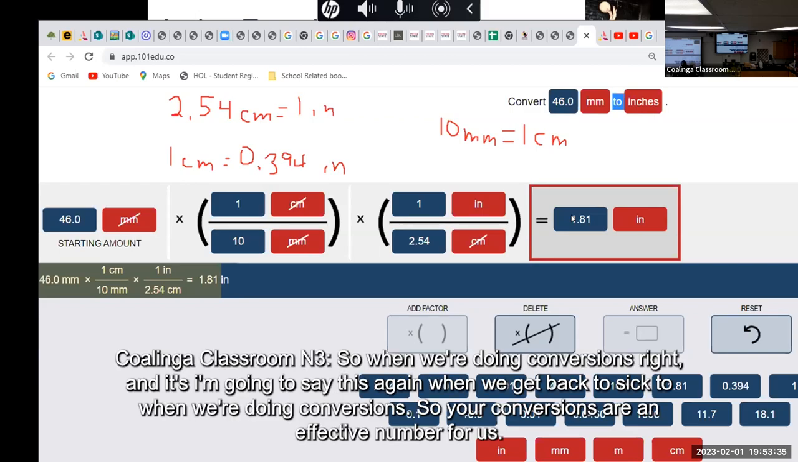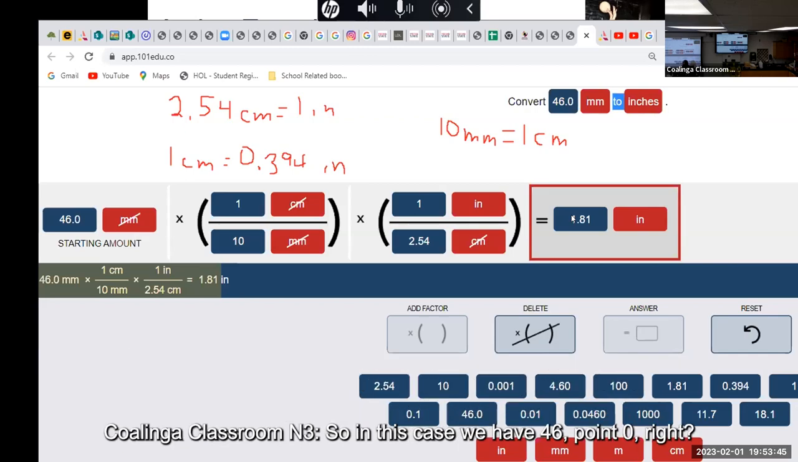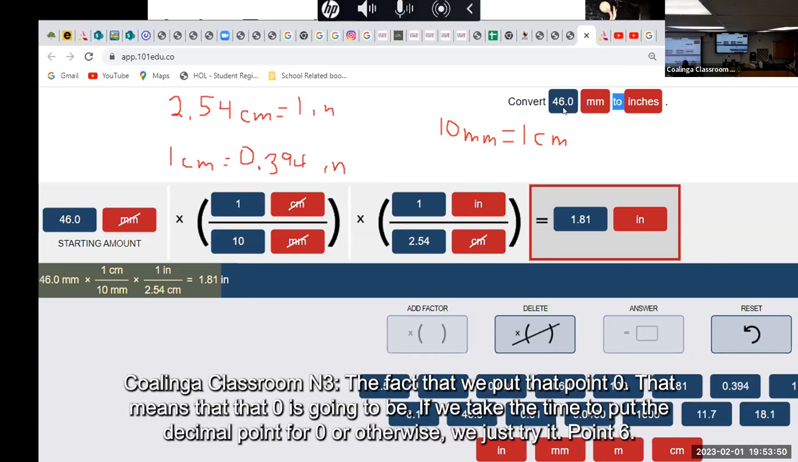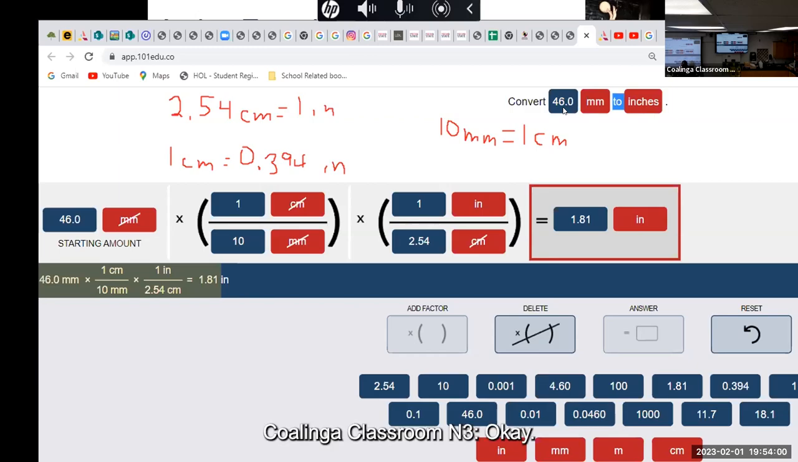1.81. So, when we're doing conversions, and I'm going to say this again when we get back to sig figs, your conversions aren't going to affect the number of significant figures. So in this case, we have 46.0. The fact that we put that 0.0 means that zero is going to be significant. We took the time to put the decimal point and zero, or otherwise we just write 46.